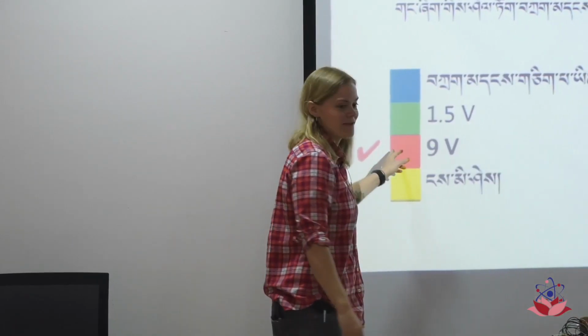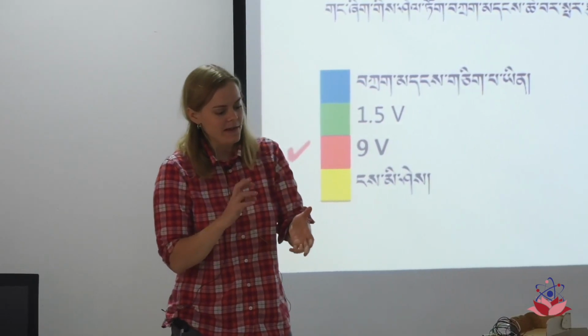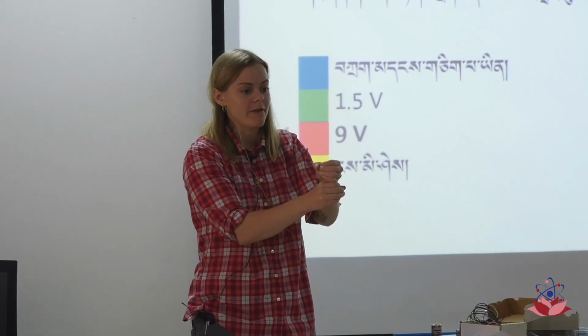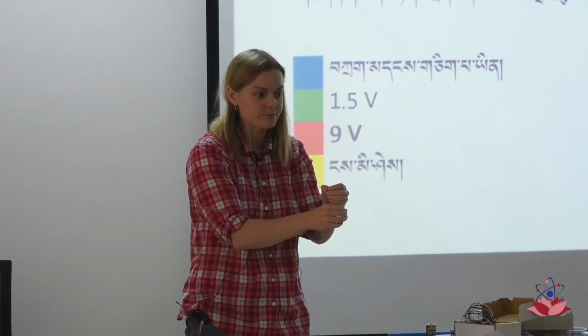So the correct answer is red. So this is like what we did in the afternoon exercise where we put two batteries together that were both 1.5 volts, and we actually effectively created a 3-volt battery.